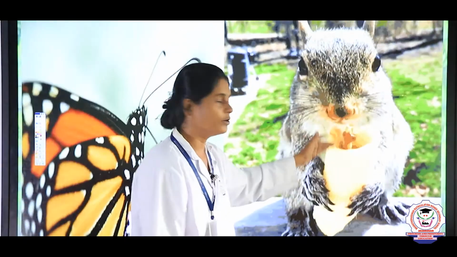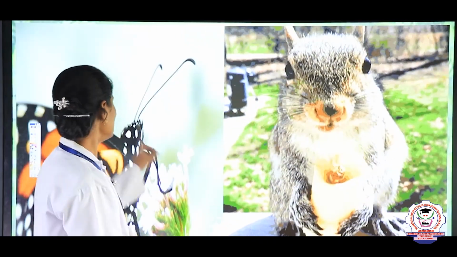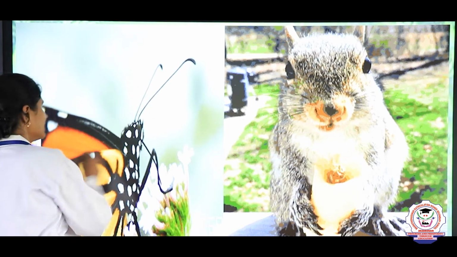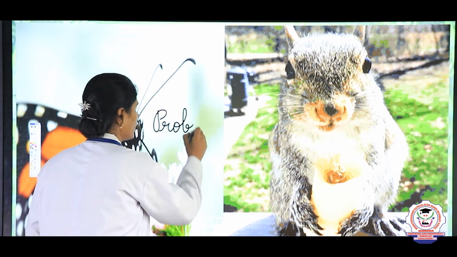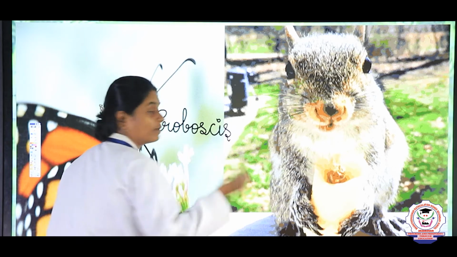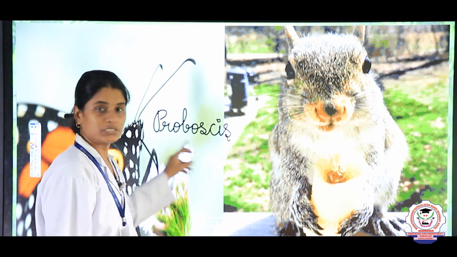So, they gnaw the food, right. Now, let us write. So, you can see the butterfly has a long tube, right. This long tube is known as proboscis. In your 1 mark question they will ask, the butterfly sucks nectar through dash. So, you have to write proboscis.